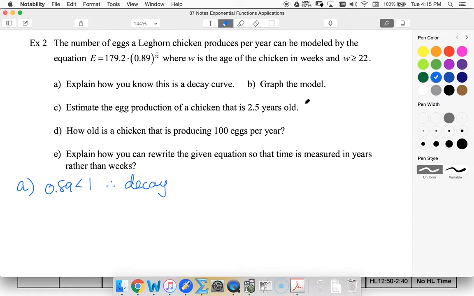All right, graph our model. Well, we know that we want to start at 22, and looking ahead in the problem, the egg production of a chicken that's 2.5 years old. So I don't know how old chickens live, but it's older than 2.5. So I'm going to go ahead and graph this and think about my domain and range as I'm graphing. For sure, this is a calculator problem with these numbers.